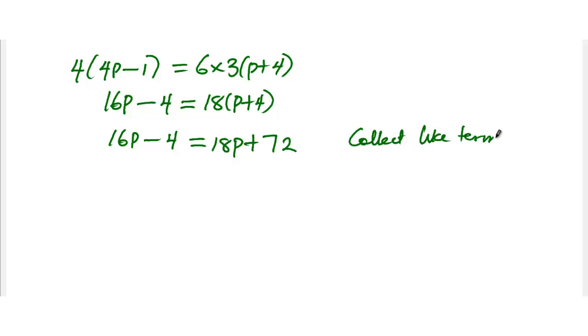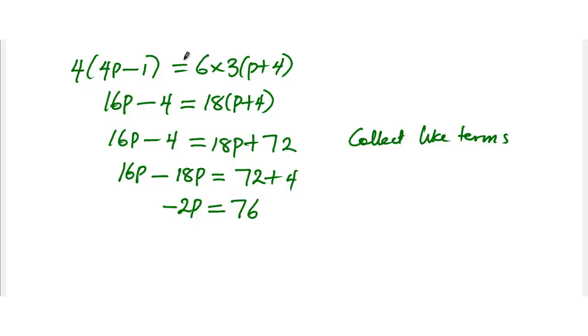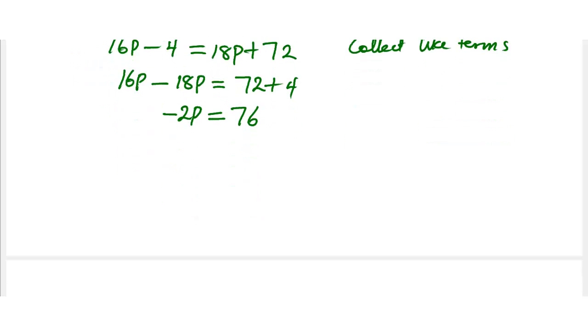So the next thing is to collect like terms. If I collect like terms, I have 16P, I'm bringing 18P in, minus 18P, equal to 72. Minus 4 comes here, will be plus 4. So 16P minus 18P will give us minus 2P, equal to 72 plus 4. That will give us 76.